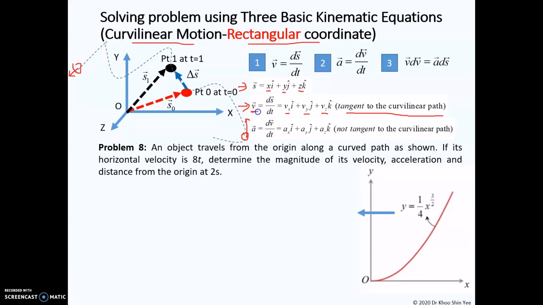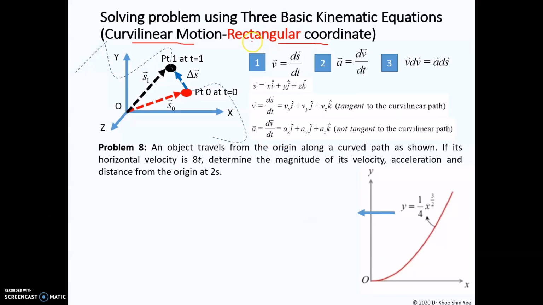You can differentiate the velocity with respect to time to obtain the acceleration. For example, ax is equal to the derivative of vx with respect to time, ay is equal to the derivative of vy with respect to time, and az is equal to dvz divided by dt. And you must know the direction for acceleration is different from the direction for the velocity. The direction for velocity is tangent to the curvilinear path, but the direction for acceleration is not tangent.